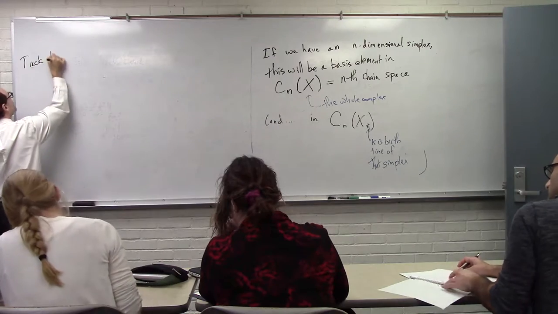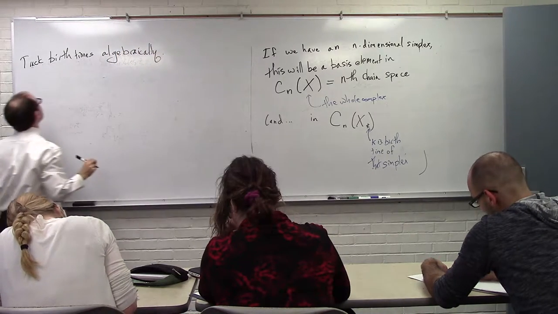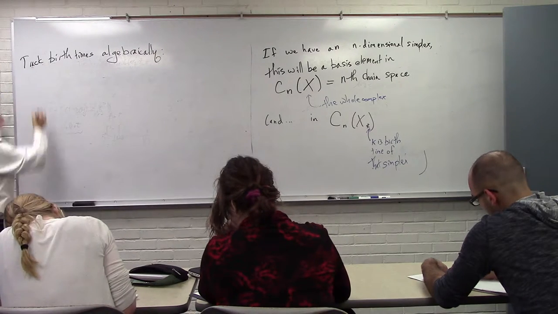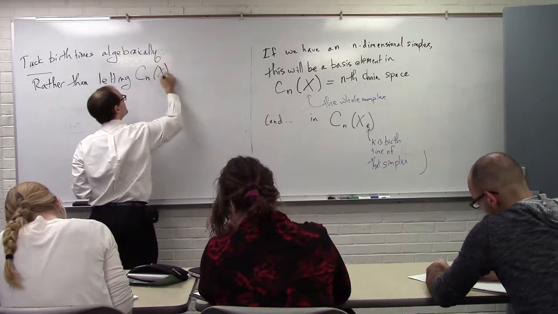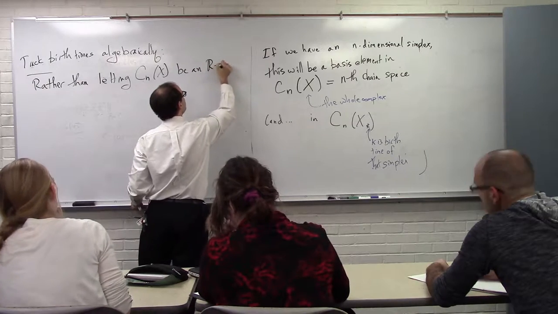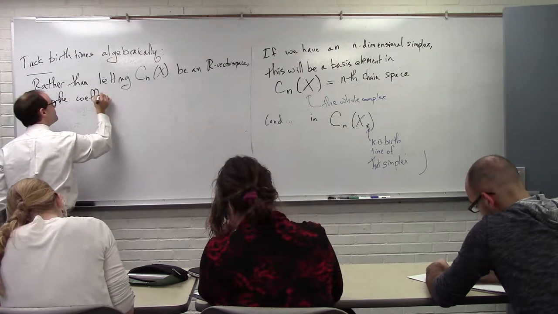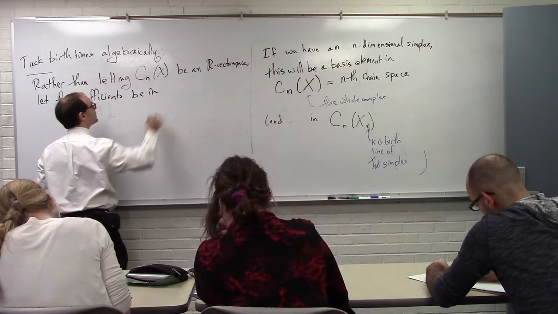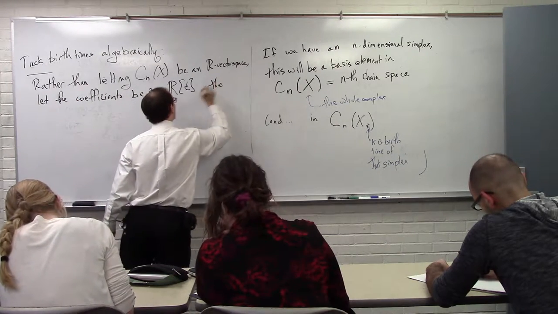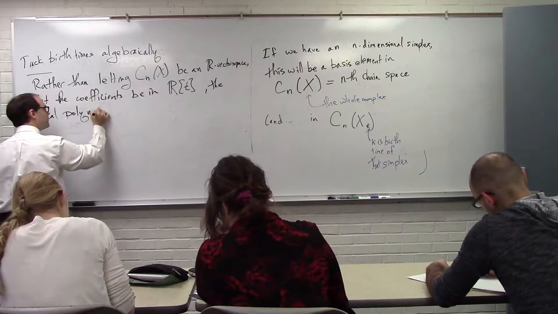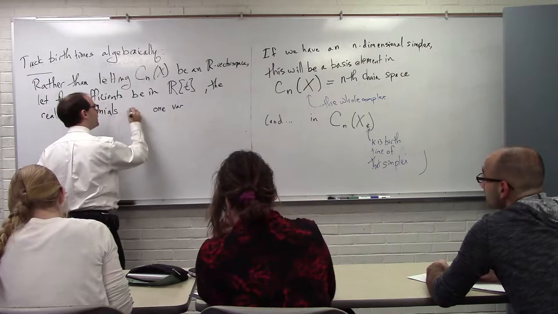So let's track birth times algebraically. How do we do that? Well, the idea is rather than letting Cn of x be an R vector space, let's let the coefficients be in, here comes, R adjoined T. The real polynomials with one variable, or in one variable is usually how we say it.